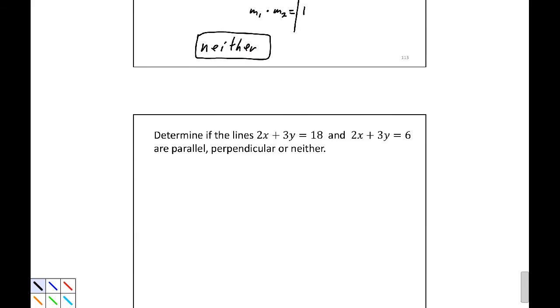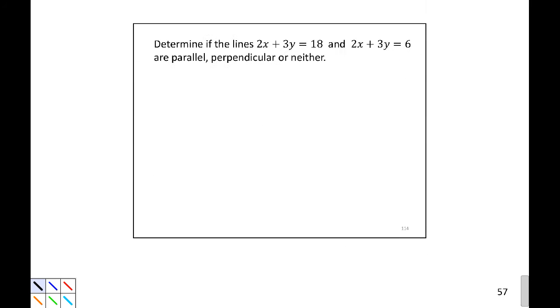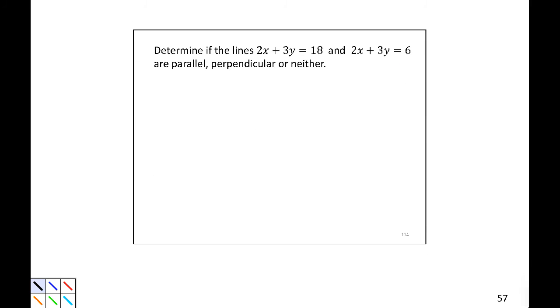Let's look at another example. Our last example. Determine if these are parallel, perpendicular, or neither. Follow the same process. The first equation will be 3y equals minus 2x plus 18. Dividing by 3 everywhere, we get y equals negative 2/3 x plus 6. So that our slope is negative 2/3.